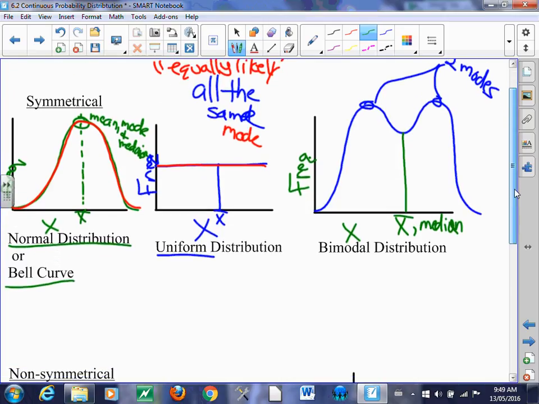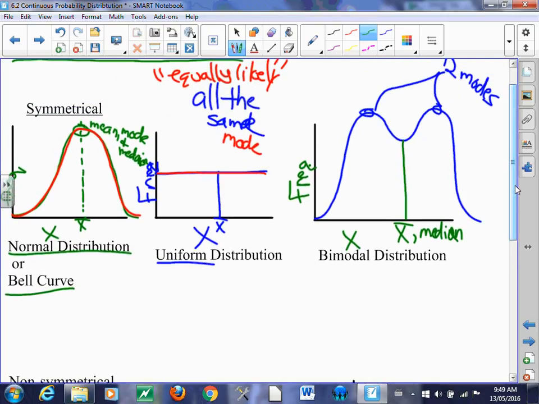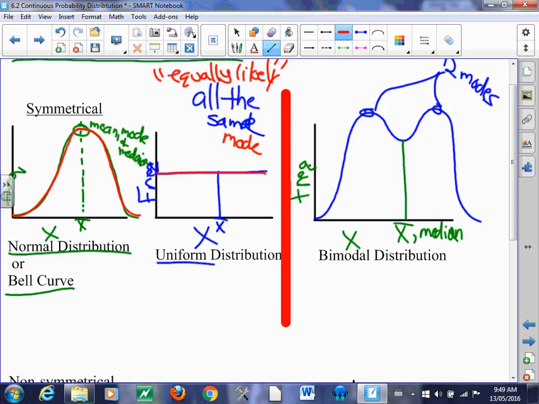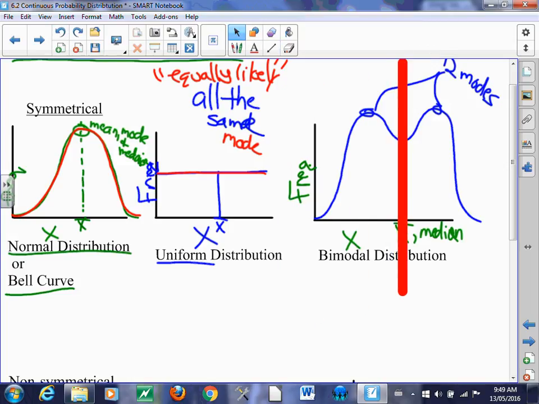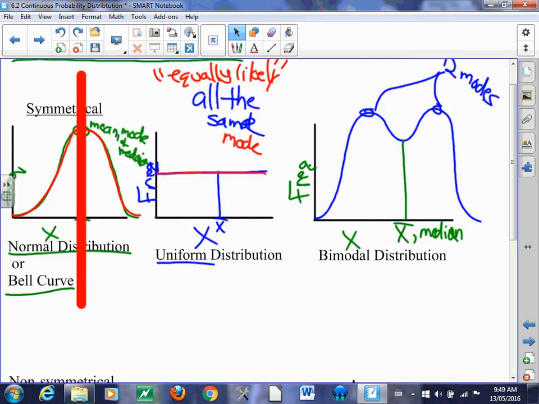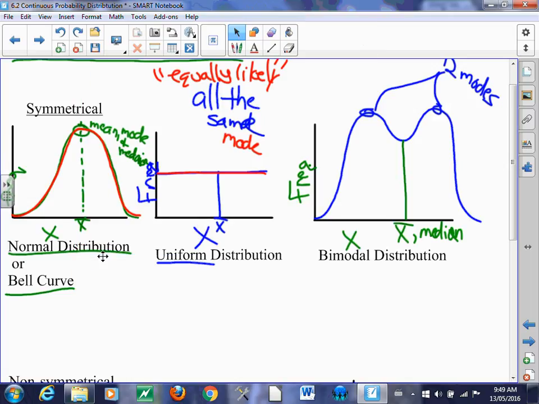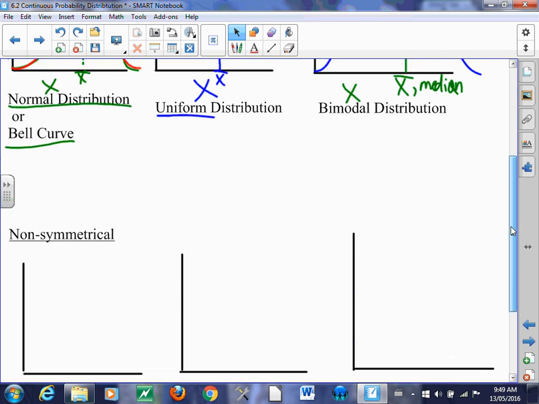All right. So those are three types of symmetrical. Notice if I put a mirror image, let me just quickly do this so you get what I'm talking about. If I take this and put it right here, it should be roughly a mirror image. It doesn't have to be perfect, but pretty darn close. I put the mirror image here, mirror image here. All right, I'm going to delete you because I don't need you in here.